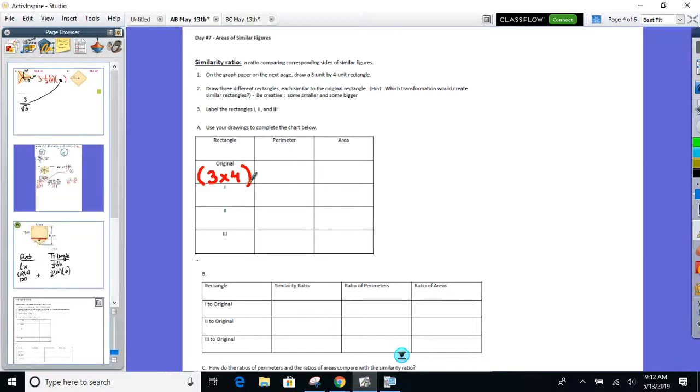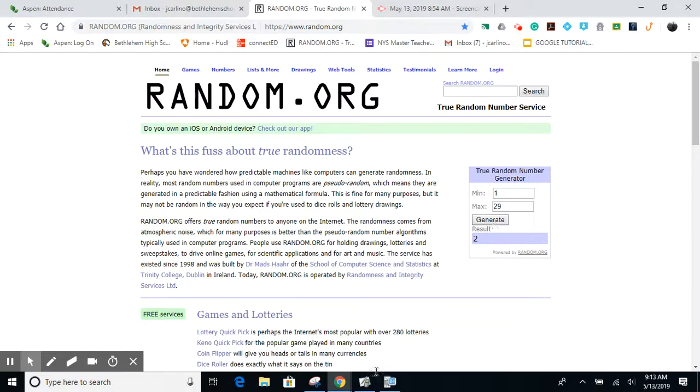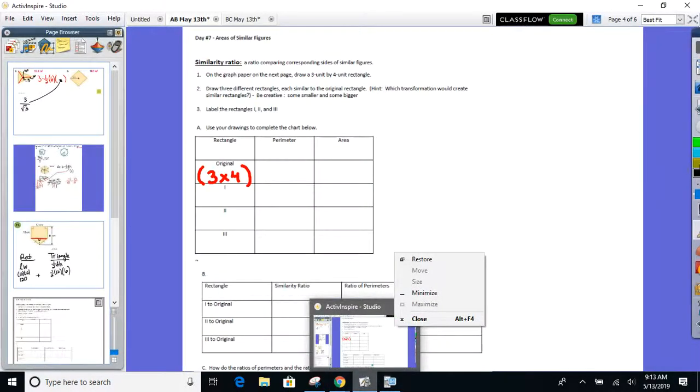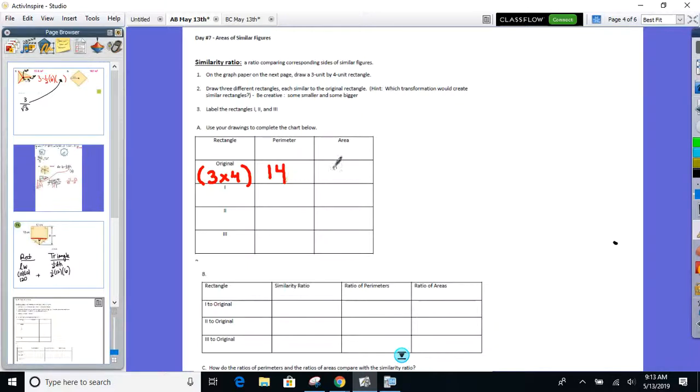And what I'd like you to do in your group by yourself real quick is please find the perimeter and the area of that rectangle. I don't think you need to really do much, but find the perimeter and the area. So what are the perimeter and the area of your original rectangle right now? 14 units, yep. And how about the area? 12 units, length times width, right?